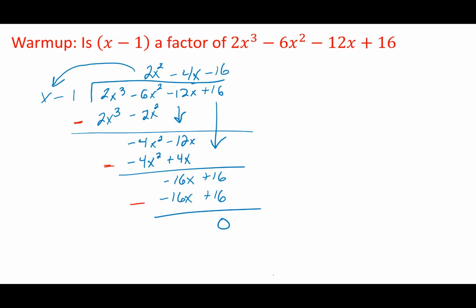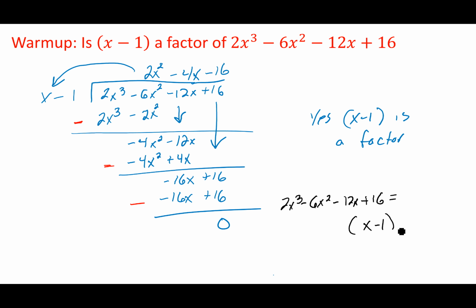So is x minus 1 a factor? Yes. This remainder of 0 tells me, yes, x minus 1 is a factor. And more specifically, I can show that 2x cubed minus 6x squared minus 12x plus 16 is equivalent to x minus 1 times 2x squared minus 4x minus 16. So using this polynomial division is factoring, essentially. It's rewriting it as a product of factors. So it's x minus 1 times 2x squared minus 4x minus 16.